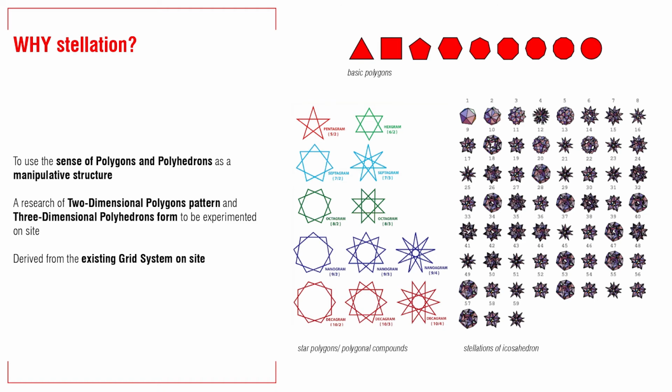By having the research approach of stellations through polygons, polyhedrons and polytopes, and the understanding of these complex systems, I tried to experiment with stellations on site, as I used the sense of polyhedrons as a manipulative structure for this project. A research of 2D polygon patterns and 3D polyhedron forms is going to be experimented with on site.